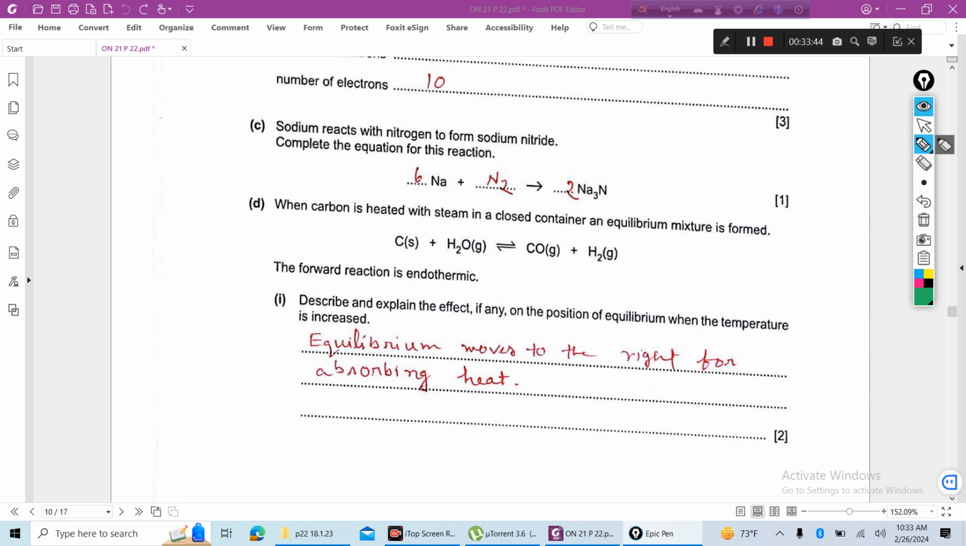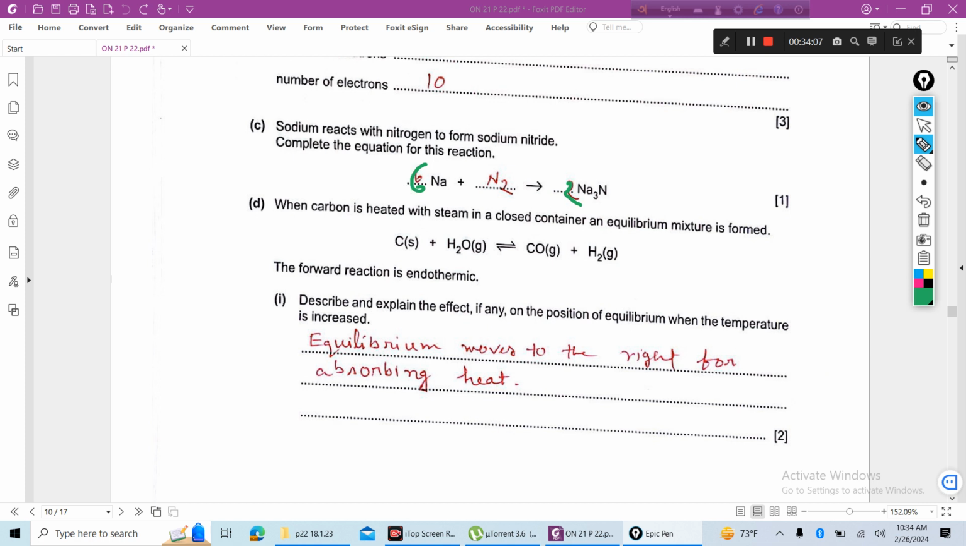Sodium reacts with nitrogen to form sodium nitride, Na3N, nitrogen balance is 3. So complete the equation. How do you write this equation? As there are 2 nitrogen, you write here 2. Now there are 3 times 2, 6 sodium balanced.